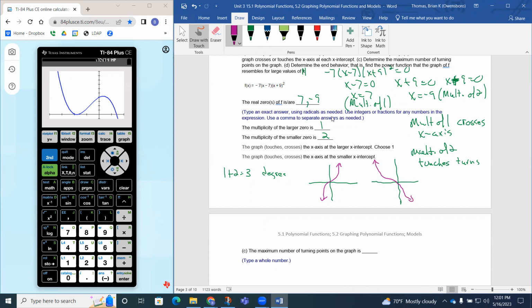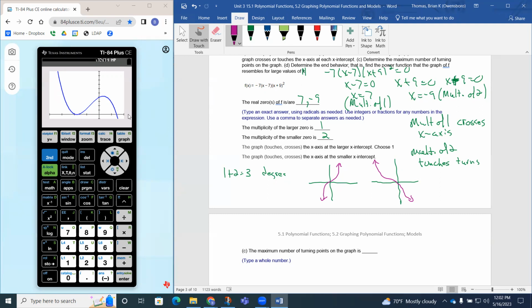So some things we're picking up on is a degree 3 actually can have more turns than what we have here. It can actually turn, that's actually turned twice. So notice that when it comes down, it actually touches and turns at the -9. That's what we're talking about here with the multiplicity of 2. That multiplicity of 2 tells me that the graph actually is going up. Well, they're actually talking about the multiplicity of 1 first here, the larger one.